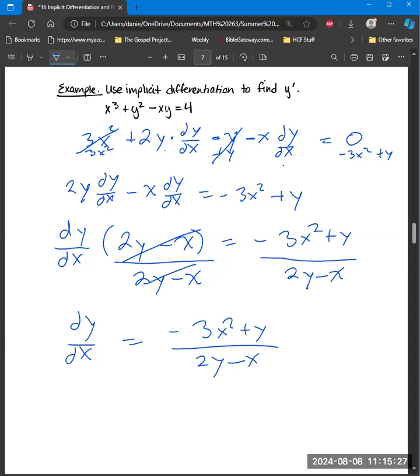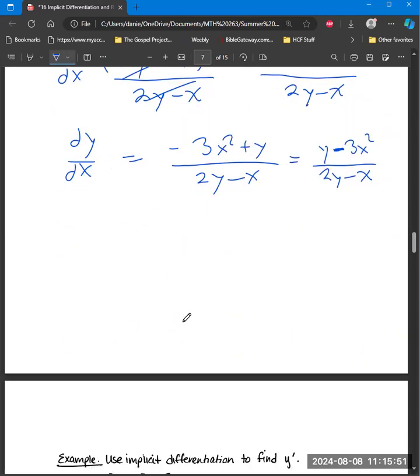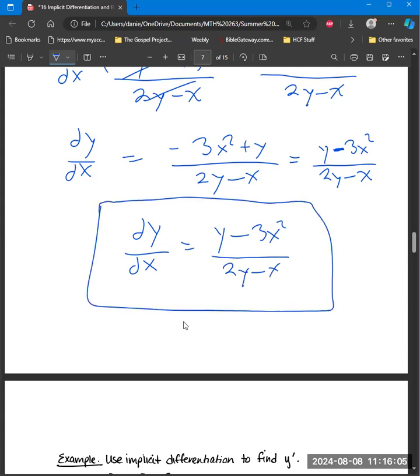The only thing that I'm probably going to do just to make it look nicer, so that we don't lose track of that negative, is write that term second as subtraction so that you don't lose track of that negative sign, like that. And this will be my final answer over here. Actually, write that on its own step. So dy/dx is equal to (y - 3x^2) over (2y - x). Final answer.